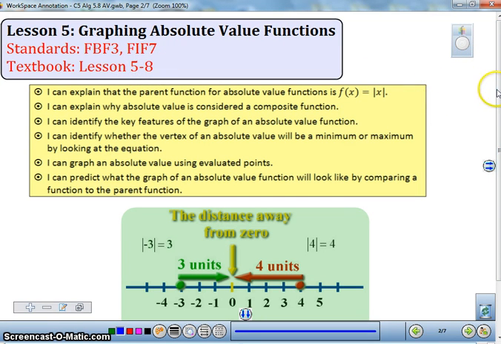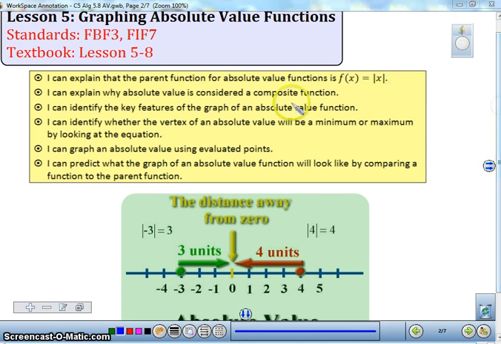I've listed the I can statements and you can see the standards that are listed. As you look at these I can statements: I can explain the parent function of an absolute value if f of x is equal to the absolute value of x. I can explain why absolute value is considered a composite function, think of composite as putting things together. I can identify key features of the graph of an absolute value function.